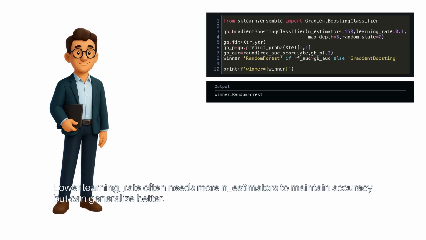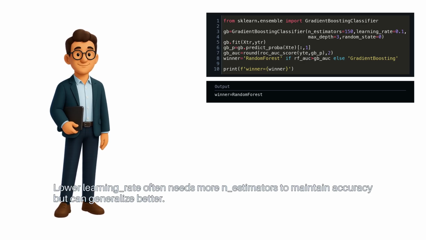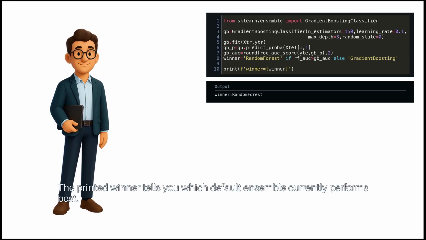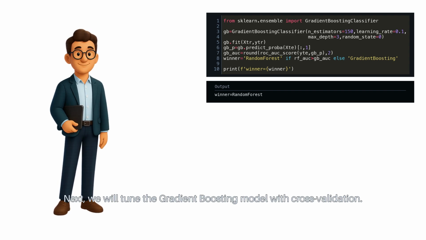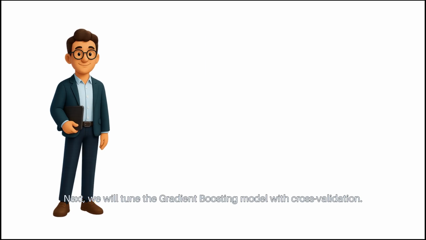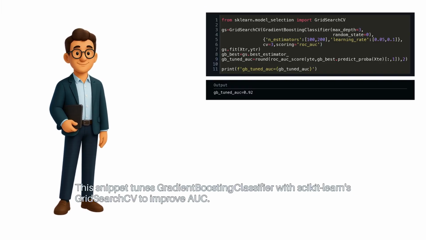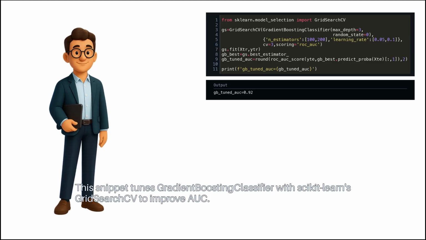Lower learning rate often needs more n_estimators to maintain accuracy, but can generalize better. The printed winner tells you which default ensemble currently performs best. Next, we will tune the gradient boosting model with cross-validation. This snippet tunes a gradient boosting classifier with scikit-learn's GridSearchCV to improve AUC.